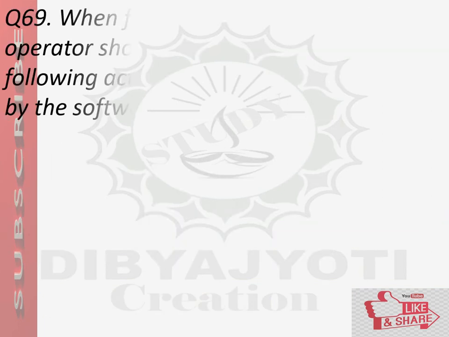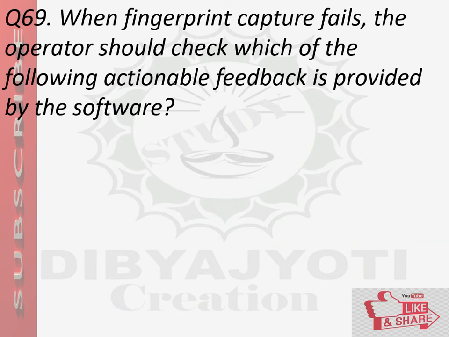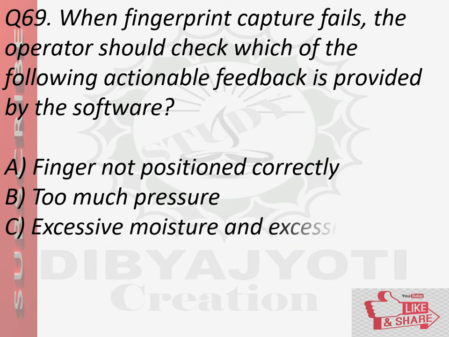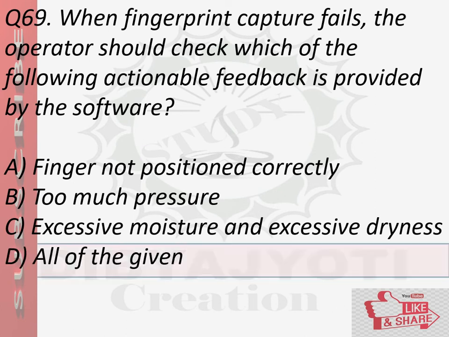Next, question number 69. When fingerprint capture fails, the operator should check which of the following actionable feedback is provided by the software. Option A, finger not positioned correctly; option B, too much pressure; option C, excessive moisture and excessive dryness; option D, all of the given. And answer is option D, all of the given.